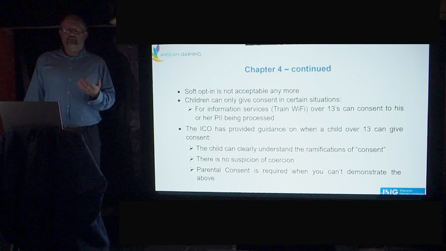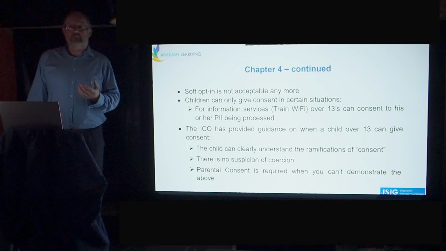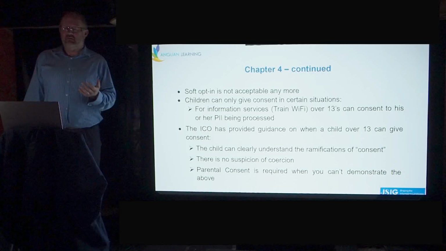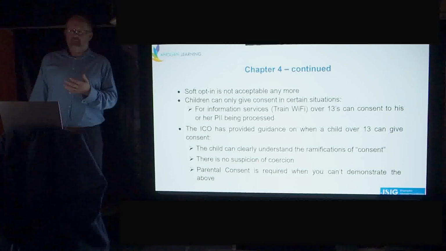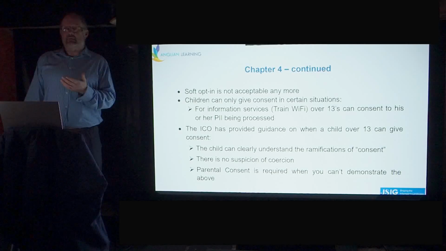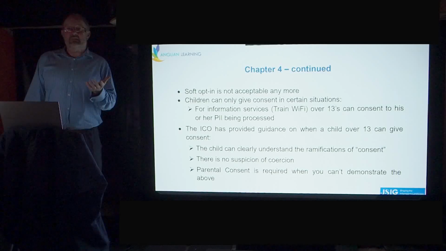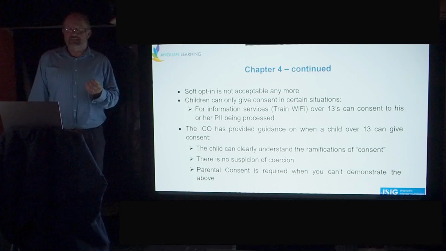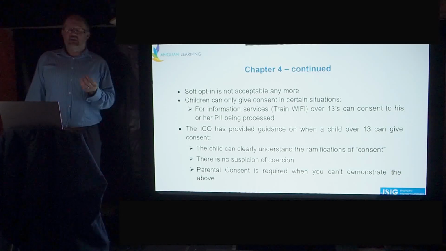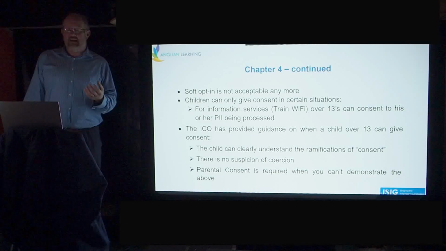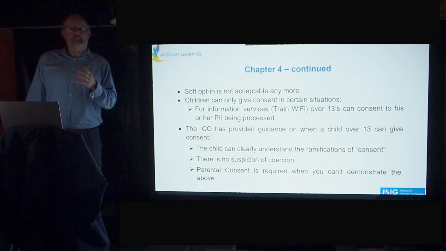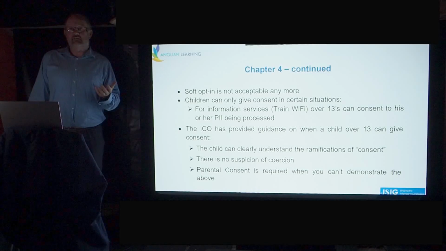So, soft opt-in, an old-fashioned one this, it isn't acceptable anymore. Children can give consent, but only in certain situations. For information services, over 13s can consent to his or her PII being processed. This may be on train Wi-Fi when they're going to see grandma. The ICO has provided guidance on when a child over 13 can give consent, and some of that is the child must clearly understand the ramifications of the consent and that there must be no suspicion of coercion. Parental consent is required when you can't demonstrate those, and remember there are other things as well, but we can come on to that later on.